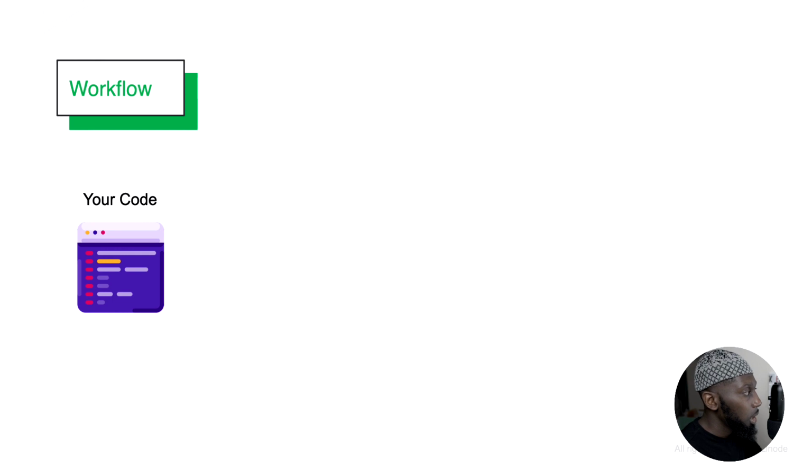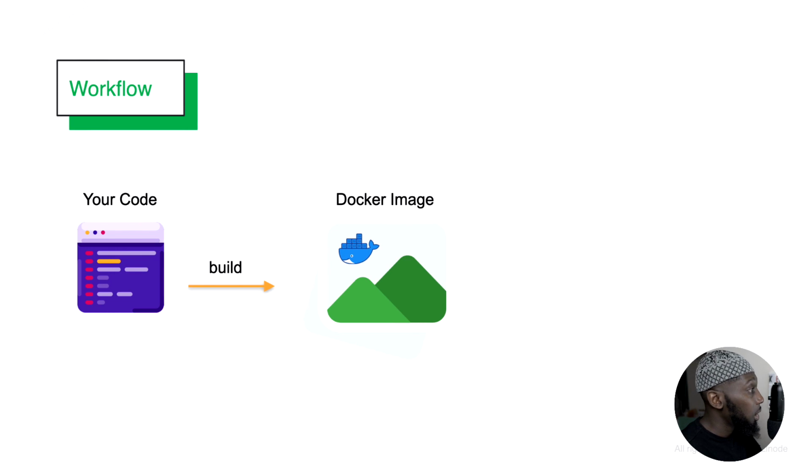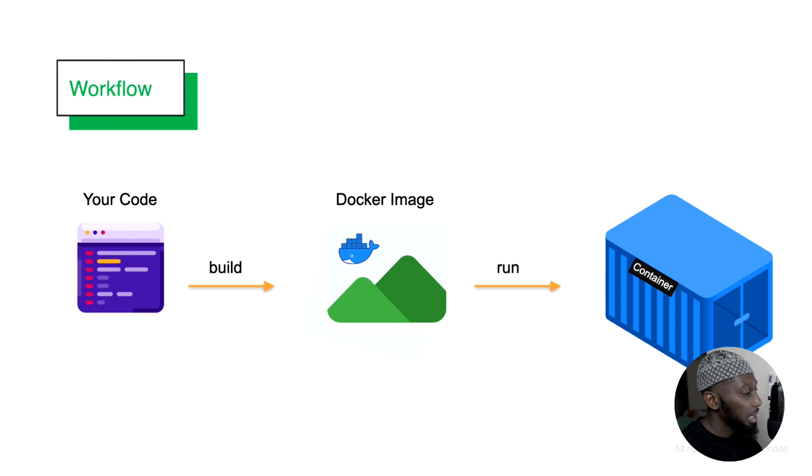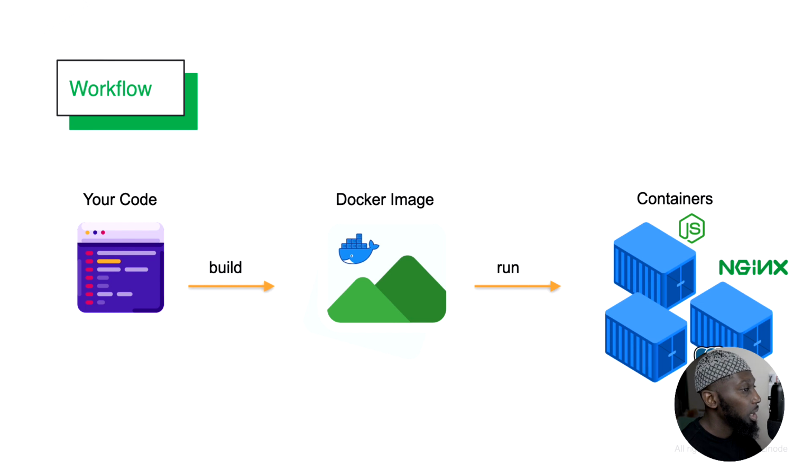Now, when it comes to the workflow, it's as follows. You have your code. Then you build a Docker image. And then from the Docker image, you run a container. So it's as simple as this. Now, from one image, you can actually run multiple containers, which is a cool thing, right? In this case, I'm showing you a JavaScript application or Nginx or Postgres, but technically from one image, you can run a bunch of containers. So this is pretty much Docker in a nutshell.